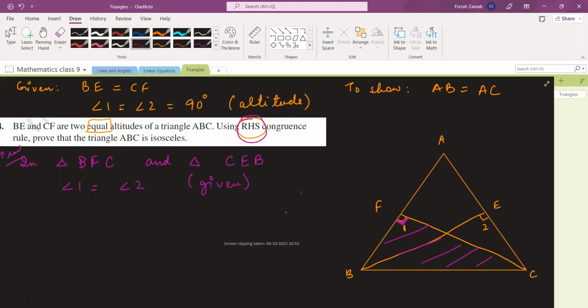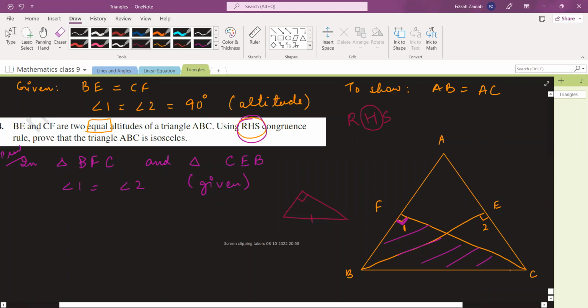Now this is a triangle. Look at it like this. This is a 90 degree angle, so this side is the hypotenuse, isn't it? So BC is the hypotenuse. If you have to use the RHS criteria, you have to show that the hypotenuse of the two triangles are equal. And BC you can see is the common side, right, in both the triangles. So BC is equal to BC, which is also the hypotenuse and it's common also, isn't it?